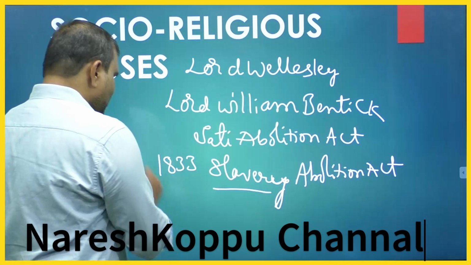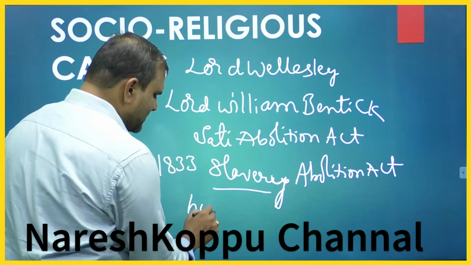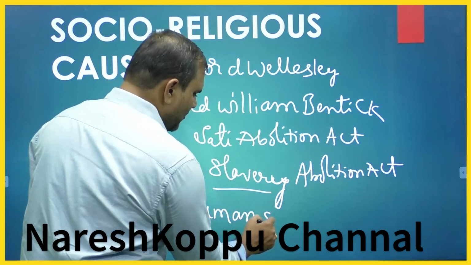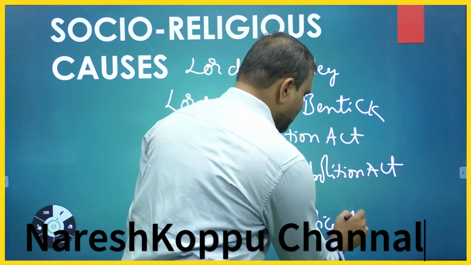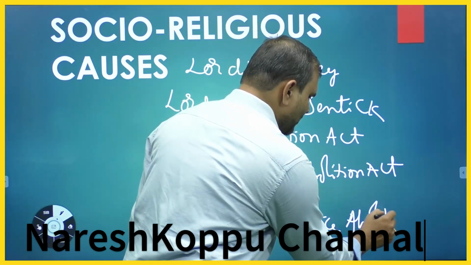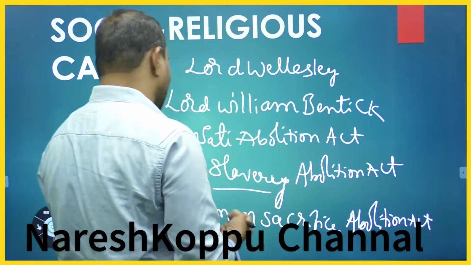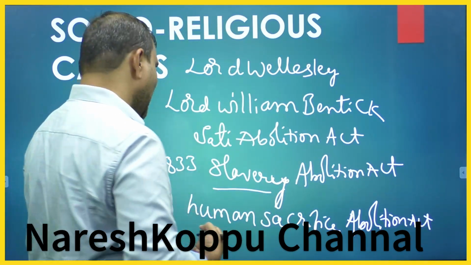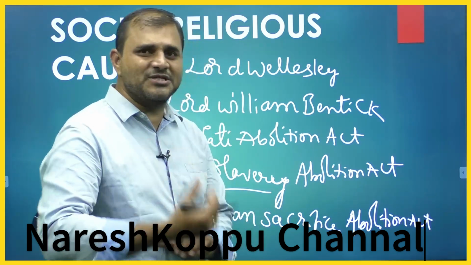And Lord Hardinge introduced the human sacrifice abolition act. This was also against the conservatives who want to protect their culture, right? And in 1850, the Lex Loci Act was introduced.